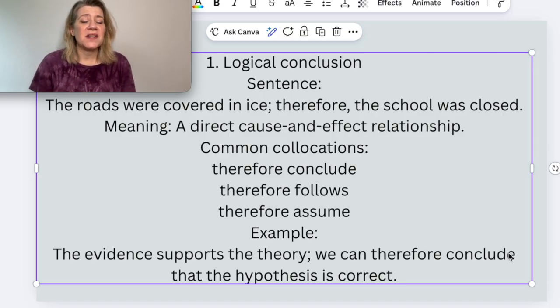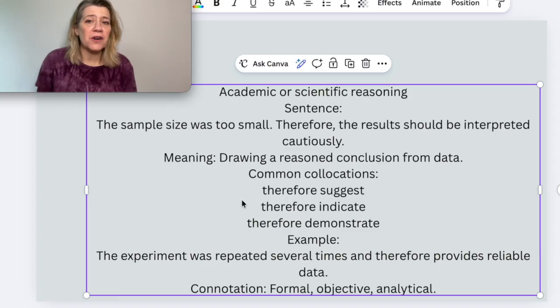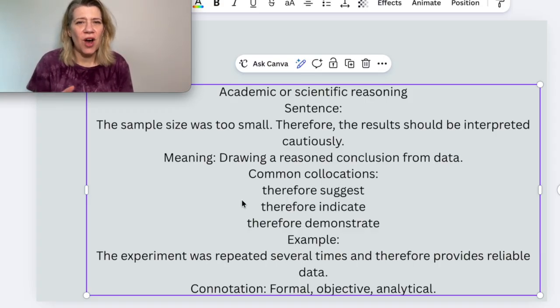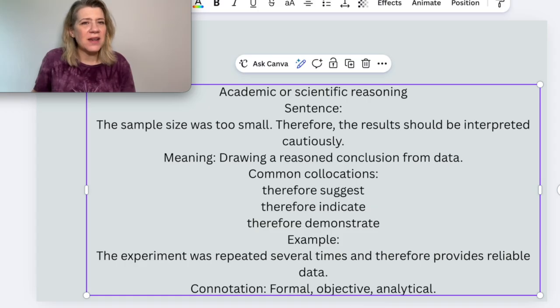The evidence supports the theory. We can therefore conclude that the hypothesis is correct. We use this in academic or scientific reasoning. The sample size was too small. Therefore, the results should be interpreted cautiously. The experiment was repeated several times and therefore provides reliable data. So this is a formal connotation, it's objective, it's analytical. If I'm using the word therefore, I want you to think that I am very reasonable. I'm just drawing a conclusion.